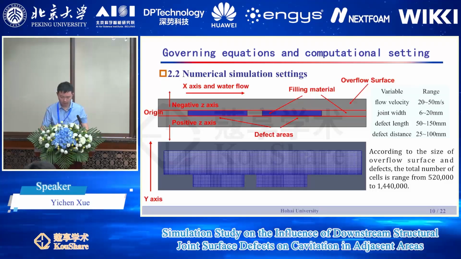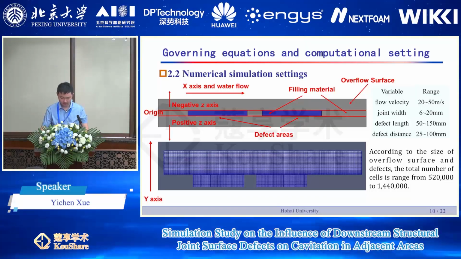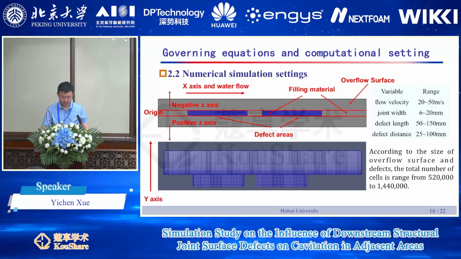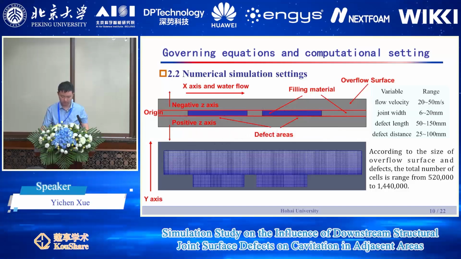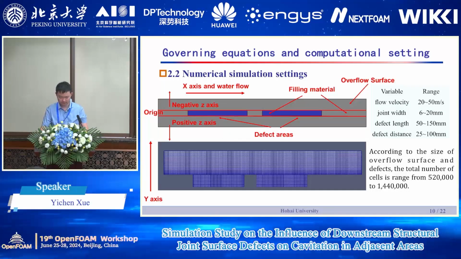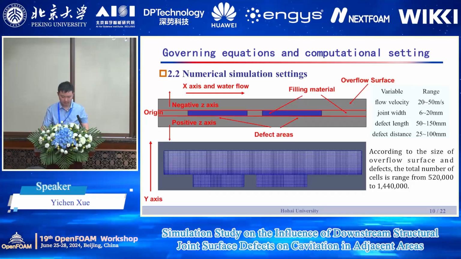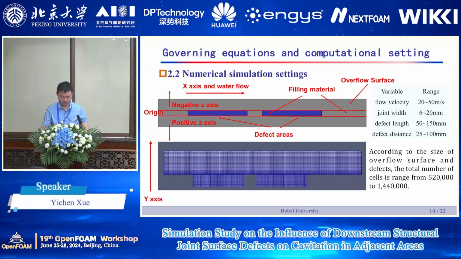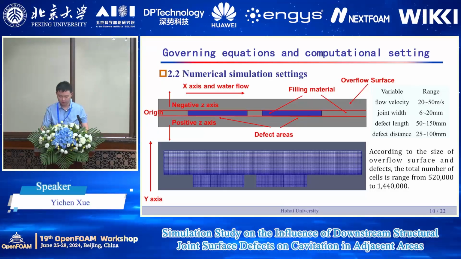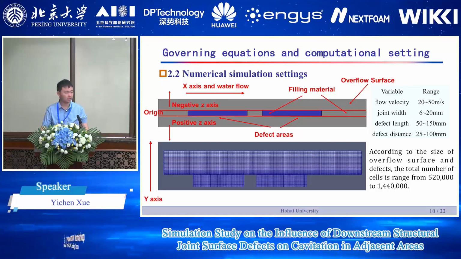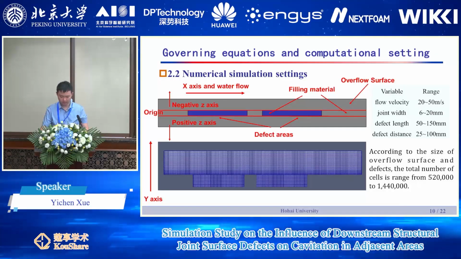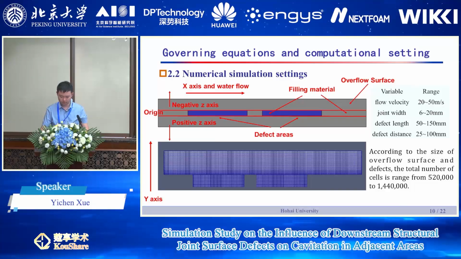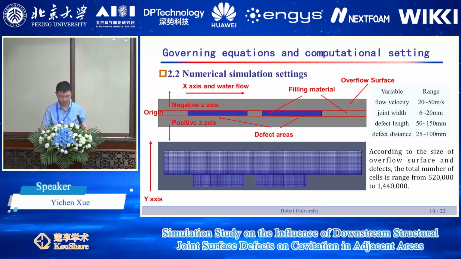Cavitation will appear when the water flow velocity reaches 20 meters per second. For dams with a head exceeding 200 meters, even 300 meters, the flow velocity can reach up to 50 meters per second. So the inlet flow velocity is set to this range. The width of transverse joints often ranges from a few millimeters to centimeters, so we set it to 6 millimeters, 10 millimeters, 14 millimeters, and 20 millimeters. And the other variables were also set to a range. Our simulation was conducted using the interFoam solver.